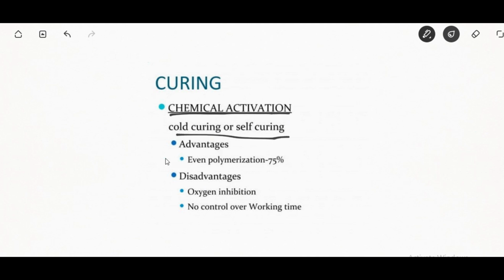So what you see is that on mixing there will be a polymerization process that is chemically activated. The other type is the light activated composite resin, where we use light, which can be visible light or UV light.